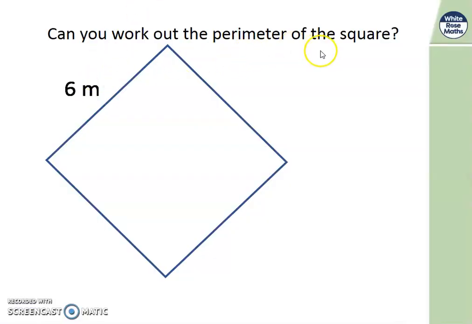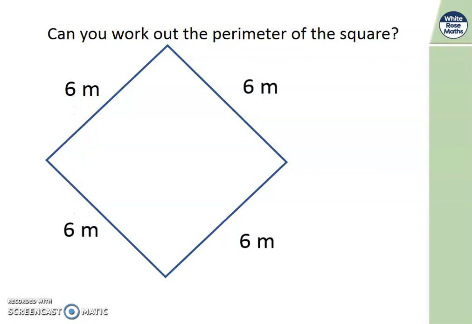Can you work out the perimeter of this square? Well, one side is 6 metres. What do you know about a square? That's right. Each side is the same length. They are equal. So that side is 6 meters, that side is 6 meters, and that side is 6 meters.